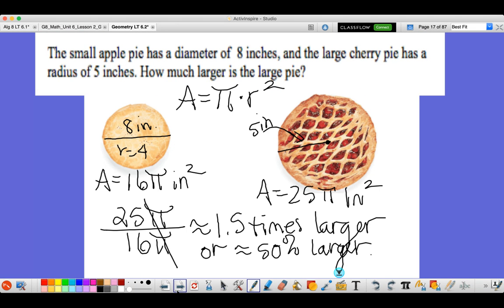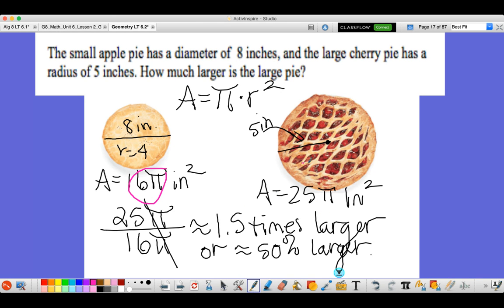And here's our solution. So with my smaller pie here, I know that my diameter is 8. That means my radius is 4. So its area is 16 pi square inches. And then over here for this pie, its radius was 5, so its area is 25 pi. Now I'm leaving my answers in terms of pi. It's just going to make it a little bit easier for me to solve the problem, and I have to do less calculations on my calculator.